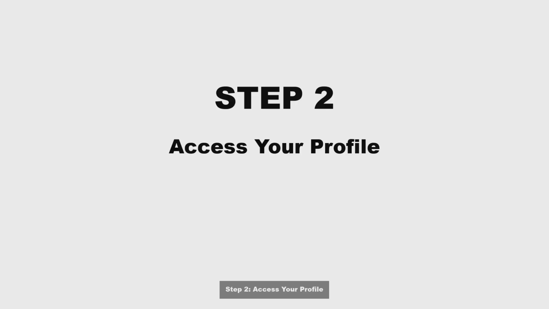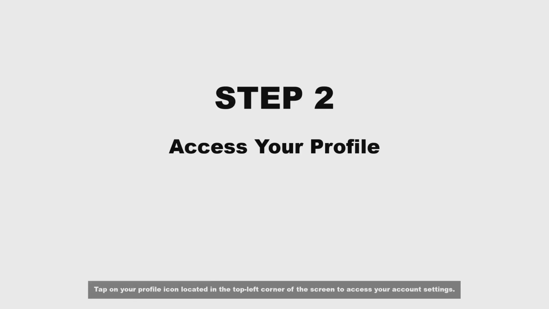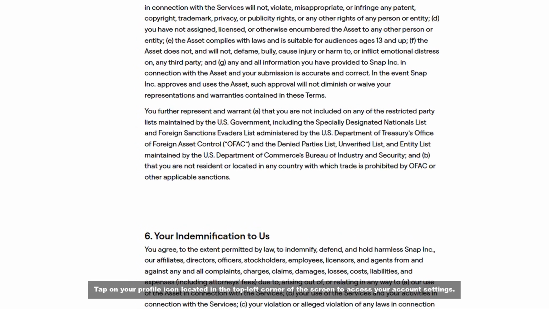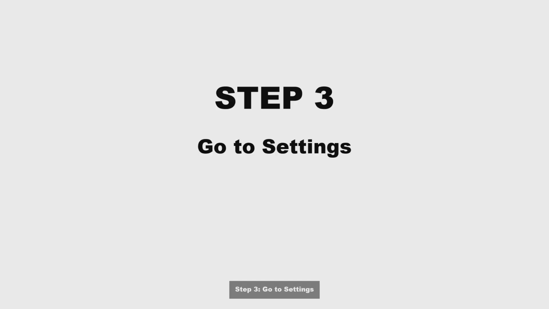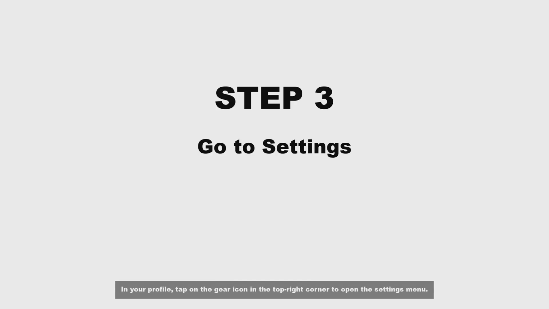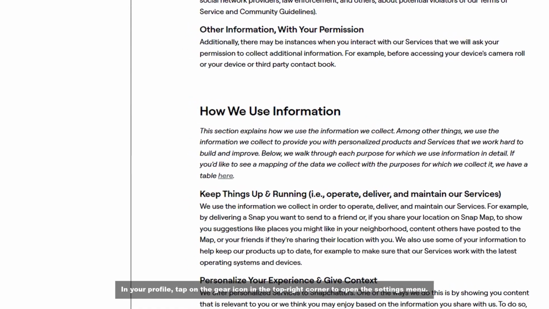Step 2. Access your profile. Tap on your profile icon located in the top left corner of the screen to access your account settings. Step 3. Go to Settings. In your profile, tap on the gear icon in the top right corner to open the Settings menu.